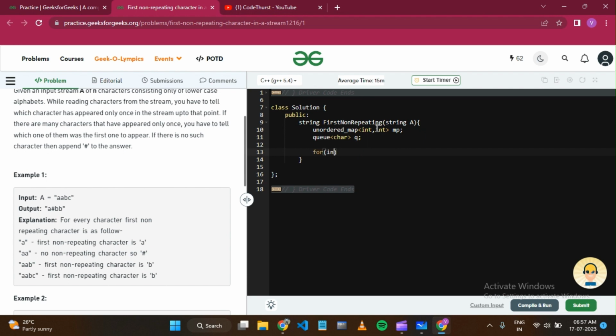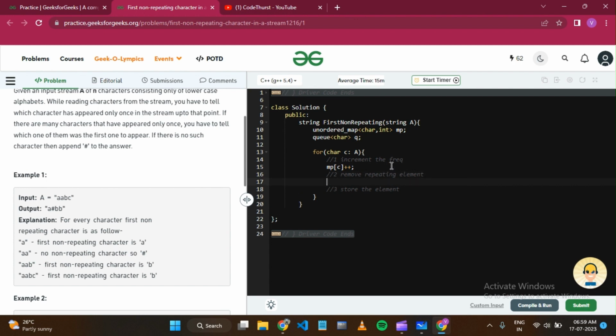Now we have to traverse. What does that mean? This means that we are traversing character by character in A, not through an iterator, which means that the char C will not be the index, it will be the element at that index. The first step is to increment the frequency: MP of C will be incremented. If MP of C equals 1, we have to push our character in the queue, so that the queue contains the non-repeating elements.